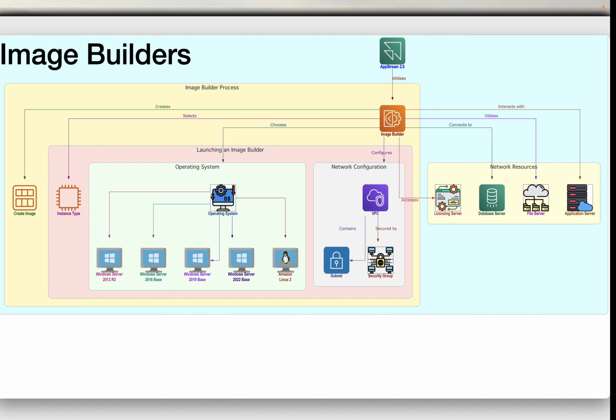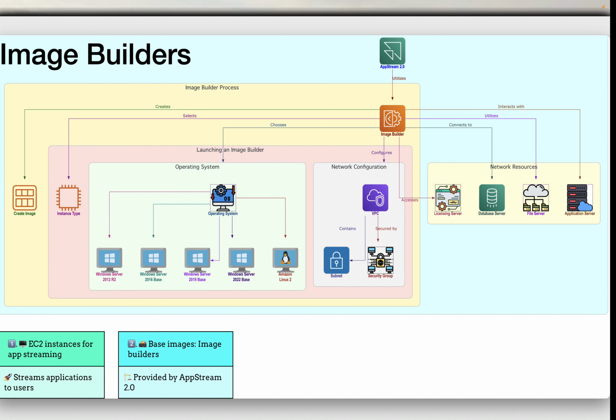Okay, next I will be covering image builders. AppStream leverages EC2 instances to stream applications to users. Instances are launched from base images known as image builders provided by AppStream.